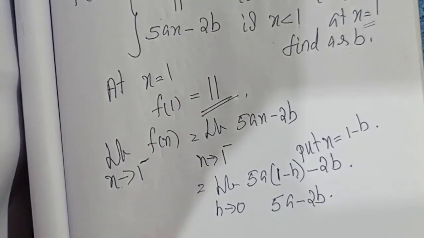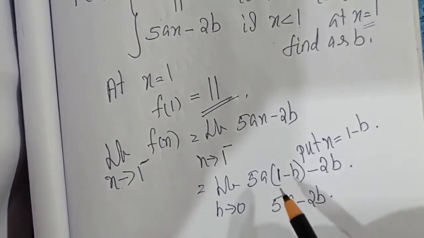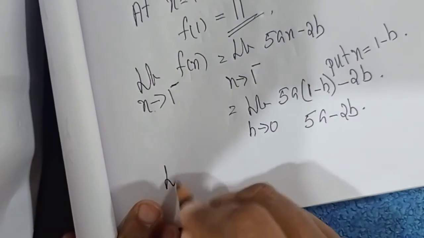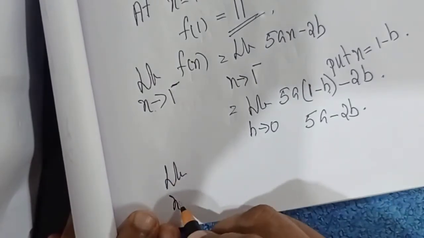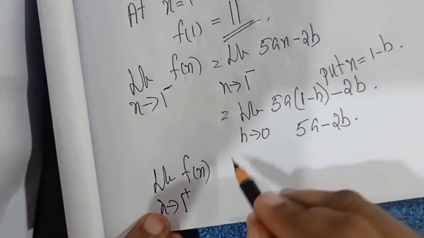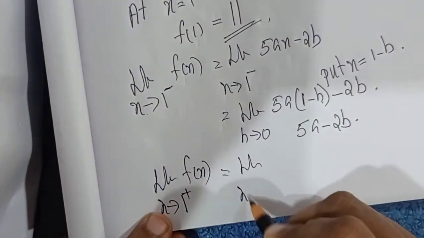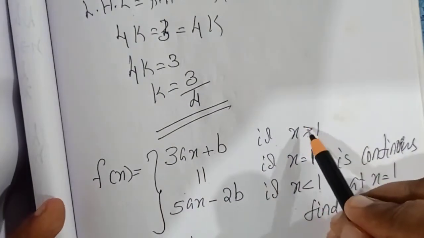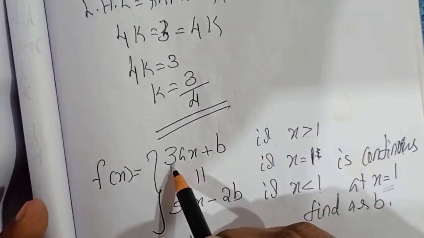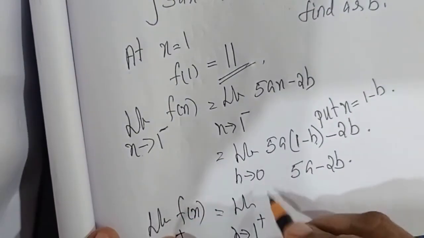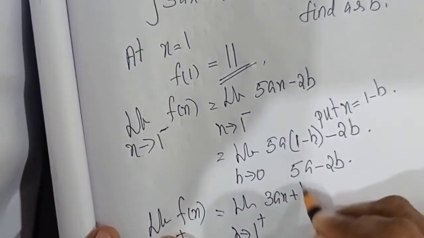As h tends to 0, is it 5a minus 2b? All of you check that answer. Always put h equal to 0. Then the next line, the RHL: limit x tends to 1 plus f(x). All of you look at the board. 1 plus means greater than 1, in the first line. That is f(x) equal to 3ax plus b.